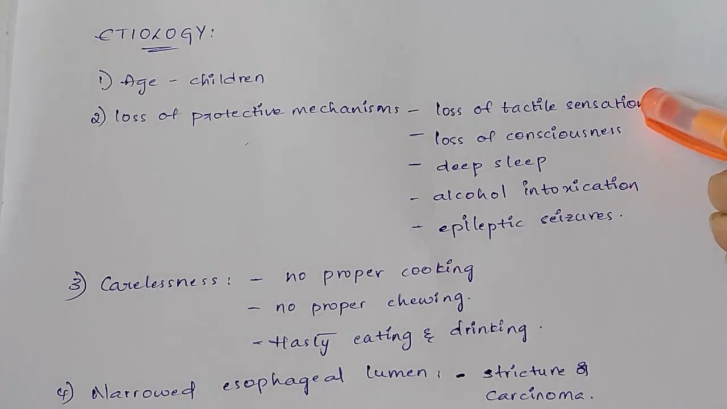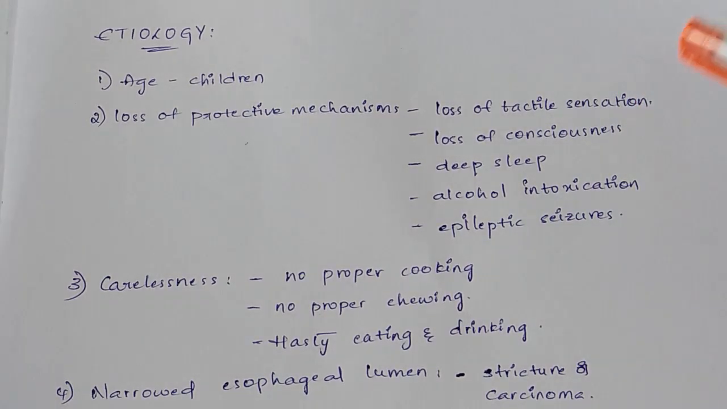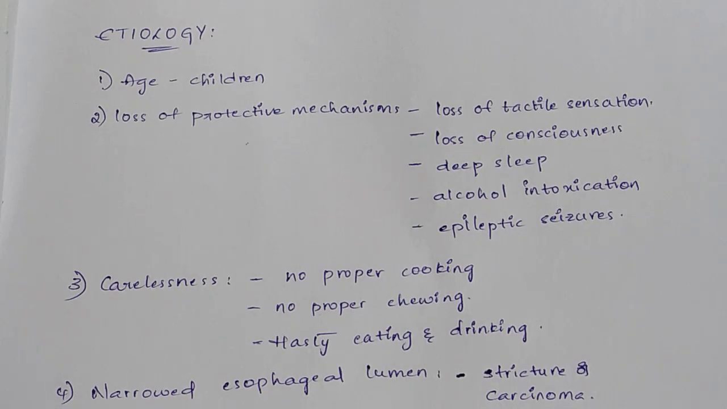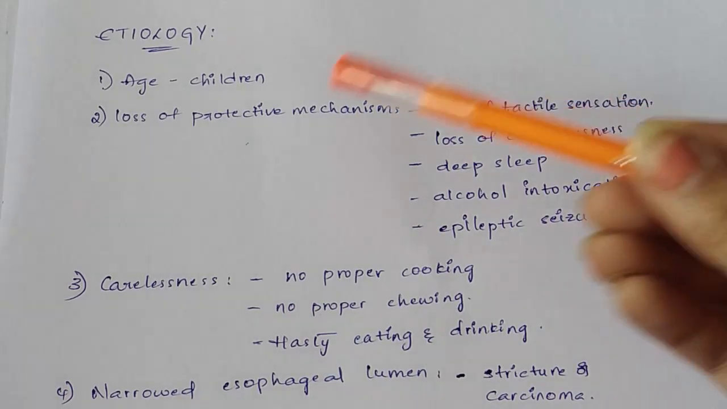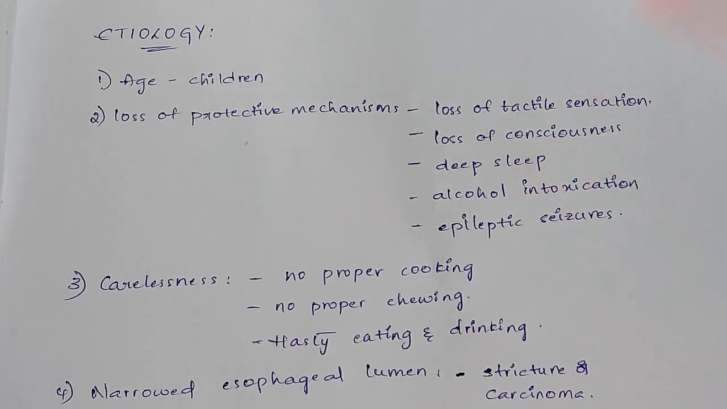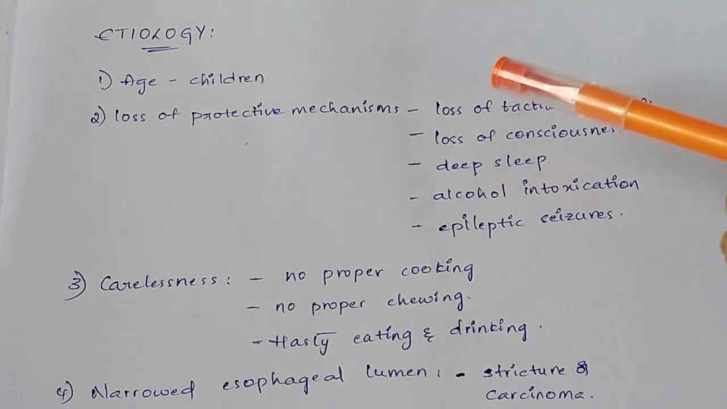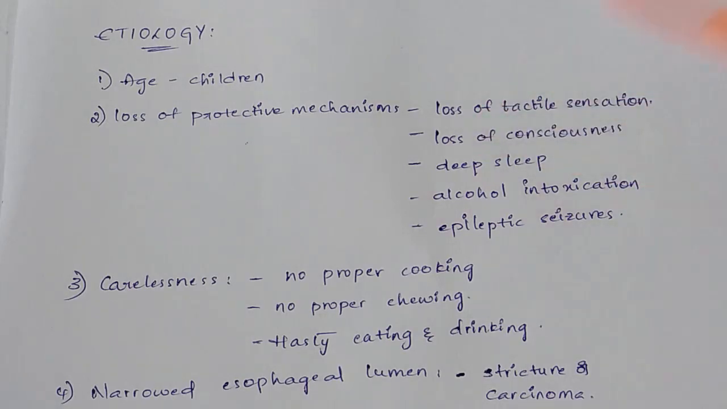So during the usage of upper dentures, there will be loss of tactile sensation, and at that point there will be swallowing of foreign bodies and they get lodged. And with loss of consciousness, there will be no gag reflex or something like that, so no protective mechanism. And during deep sleep, alcohol intoxication, epileptic seizures, in all these conditions there will be no protective mechanisms like gag reflex and cough. So whenever we swallow a foreign body, it enters the esophagus or gets lodged somewhere in between.